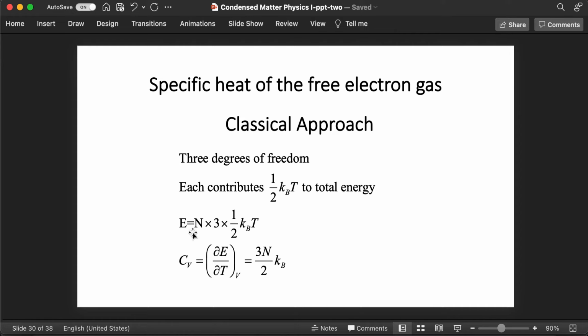So I have n electrons, 3 degrees of freedom, and half kT. So that is my total energy. And the specific heat is defined as the rate at which the internal energy changes with temperature at constant volume. E is basically the internal energy, and I automatically get the classical value 3n by 2 kB. Now this value of specific heat for the free electron gas is completely wrong. It is wrong by a factor of about 100. That is, it's an overestimate by a factor of 100.